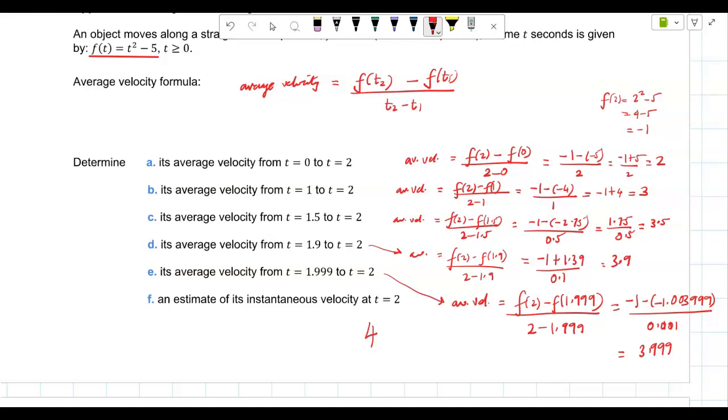It's like the speedometer of your car. Your speedometer gives you the instantaneous velocity. So we know that these values are coming closer and closer to 4. Therefore, the instantaneous velocity will be 4. 3.99, you're coming closer to 4. So that's the concept of limit.